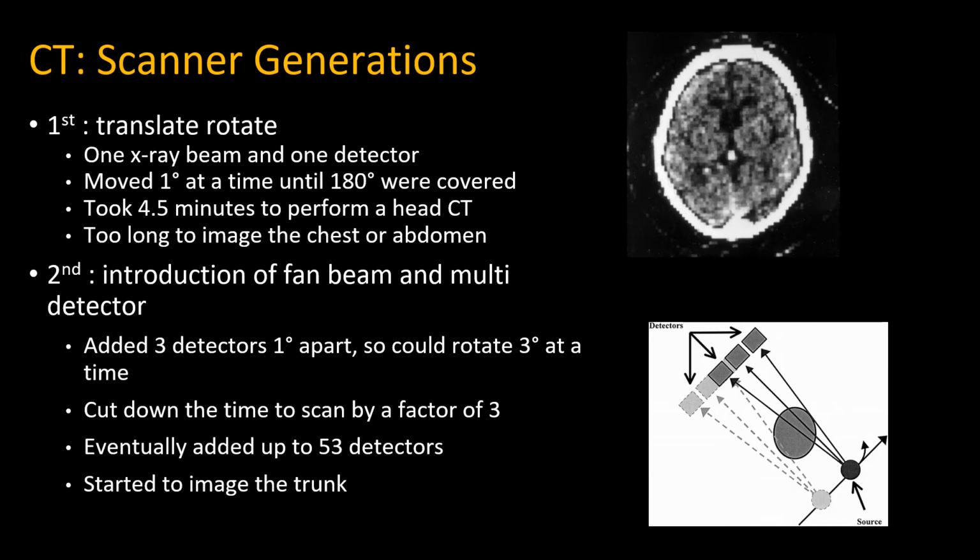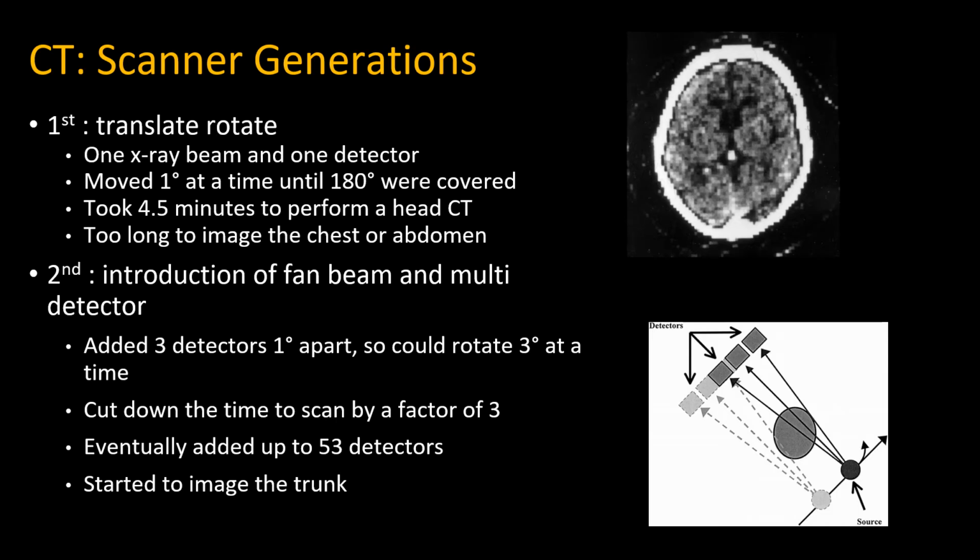Go over quickly CT scanner generations. The first generation CT scanners were translate rotate. That meant they had one X-ray beam and one detector, and they just moved 1 degree at a time until 180 degrees were covered. It took a very long time to perform a CT, about 4.5 minutes just for a head, and it took too long to image the chest or the abdomen.